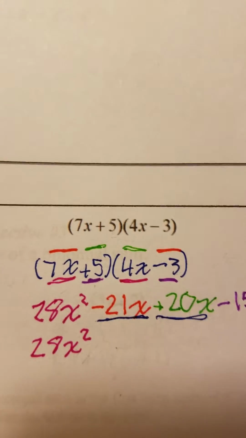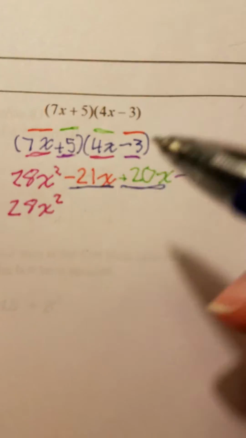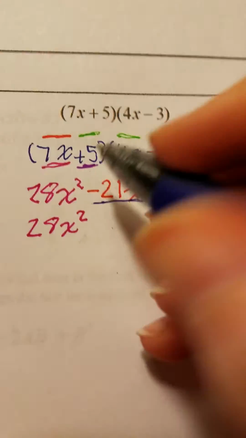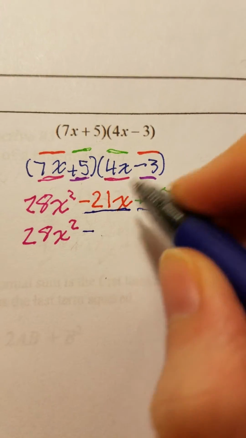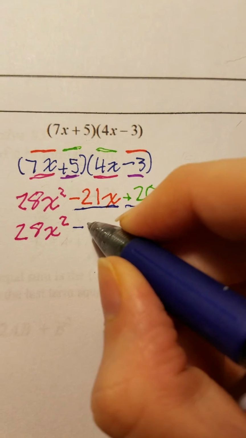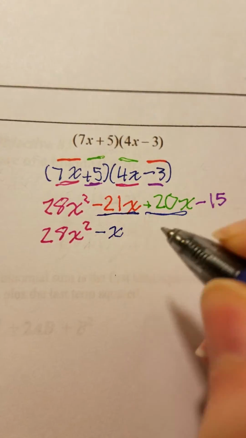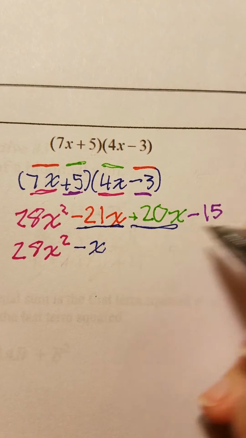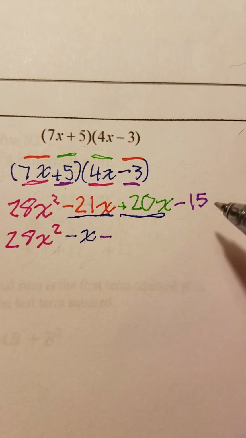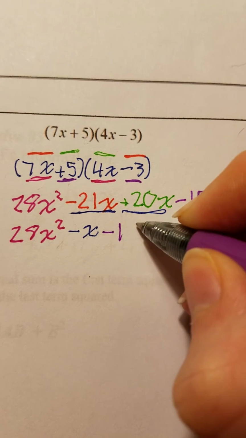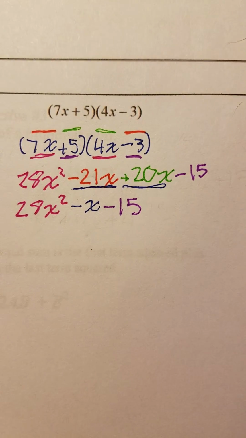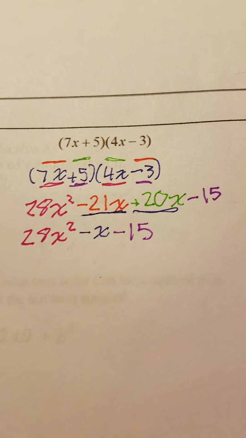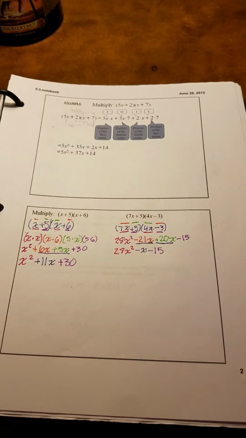That's how I think of it in my head. So negative 21 plus 20 equals negative 1x, or as you are supposed to write it, just negative x, because the 1 is invisible. And then you just take your little 15 over here and you drag it down because you have nothing to combine with that little 15 there. And voila, you have your answer, 28x squared minus x minus 15. And that is how you FOIL.